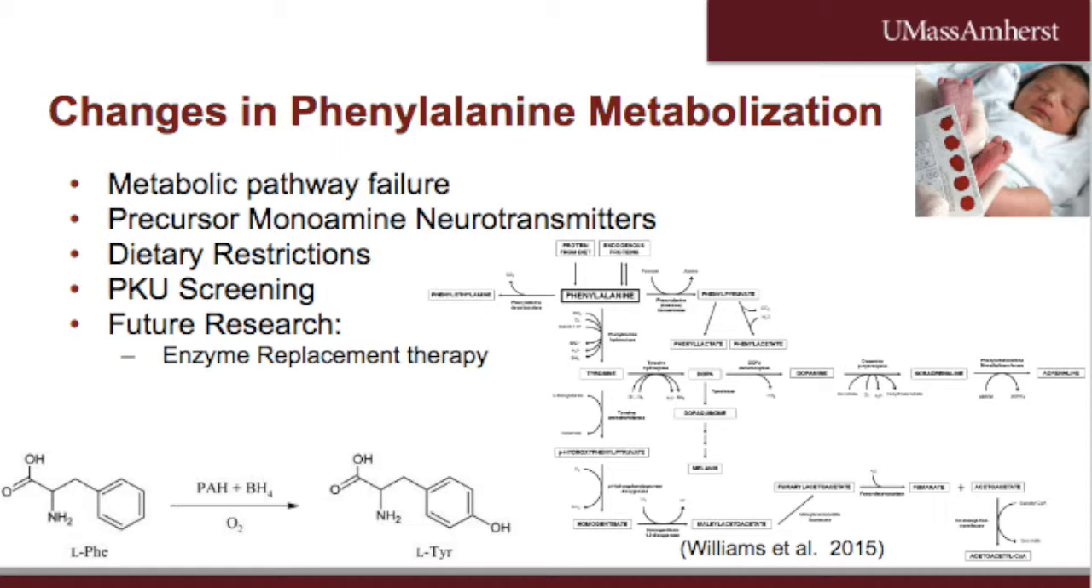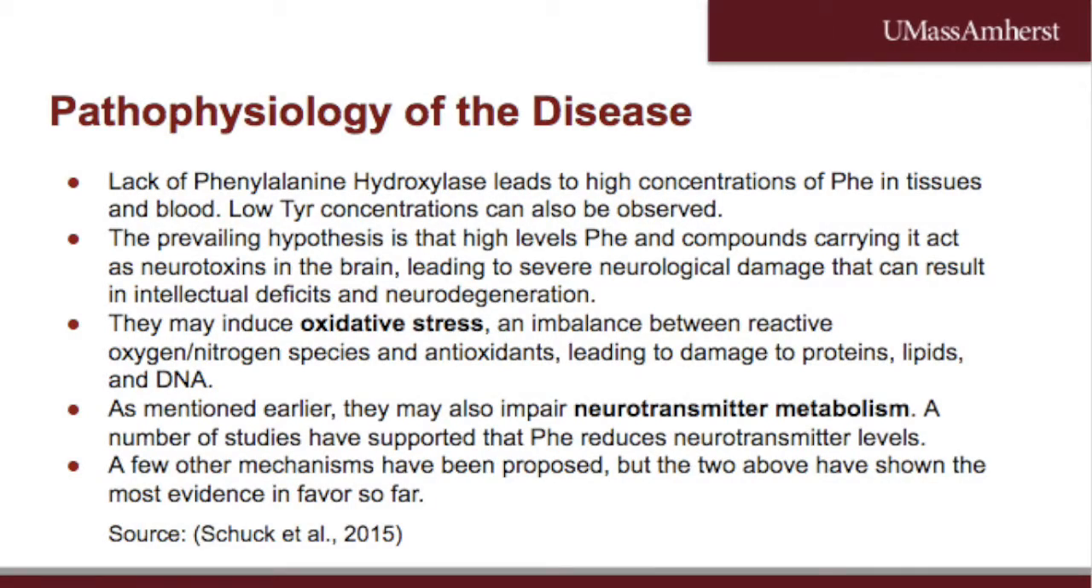And lastly, some future research. The Williams group is attempting to insert a functional PAH into patients with PKU in attempts to stop phenylalanine buildup. Patients with PKU tend to show high concentrations of phenylalanine in tissues and blood. Low concentrations of tyrosine can also be observed.